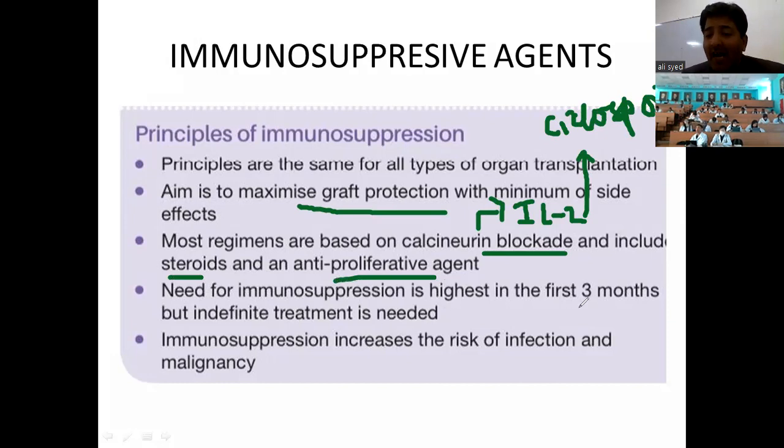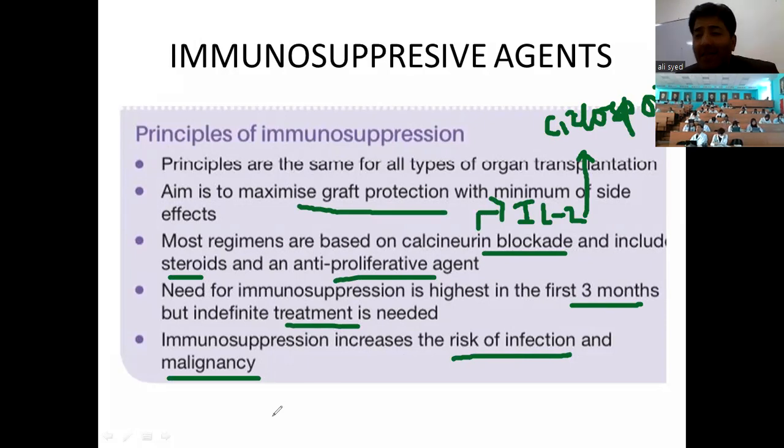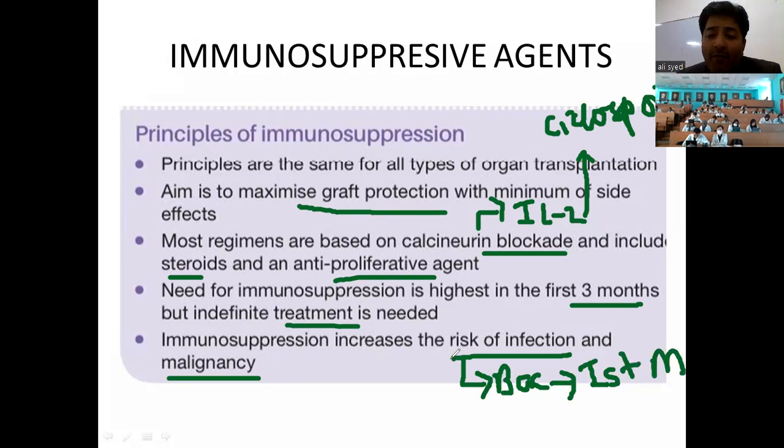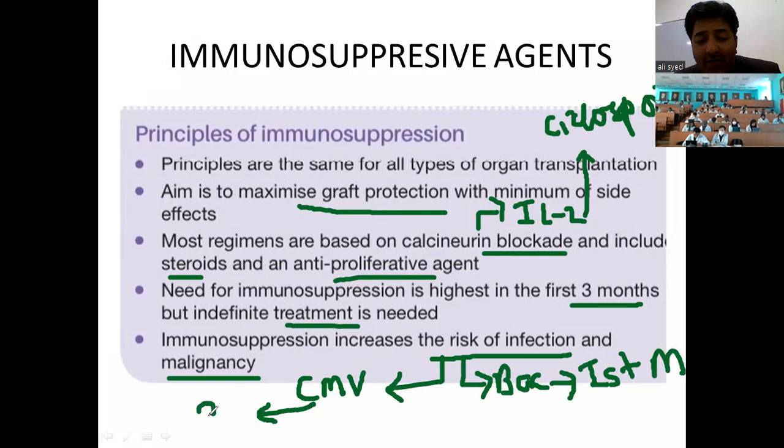The need for immunosuppression is highest in the first 3 months, but indefinite treatment is needed. It also increases the risk of infection and malignancy in the patient. So whenever you are giving immunosuppressive agents to the patient, the risk of bacterial infection is high in the first month, and the risk of cytomegalovirus infection is high after 3 or 6 months. Please remember these two MCQs.